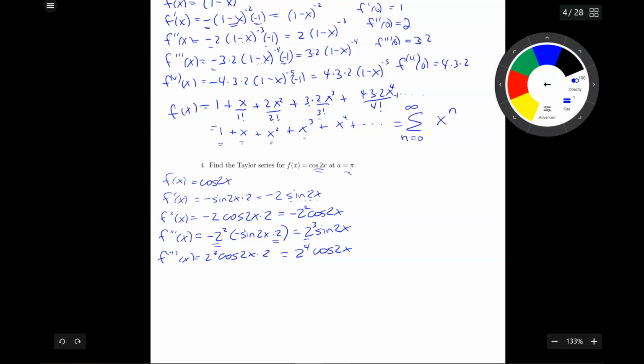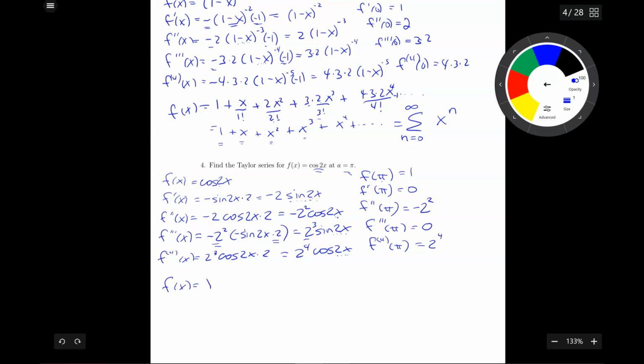All right, let's put it together, evaluated at pi. So cosine of 2 pi, you know, is 1. F prime of pi, that's sine of 2 pi, that's 0. F double prime of pi, so that's going to give me cosine of 2 pi, which is 1, so that gives me negative 2 squared. Sine of 2 pi gives me a 0 again. And putting pi in here, I get 2 to the 4th power.